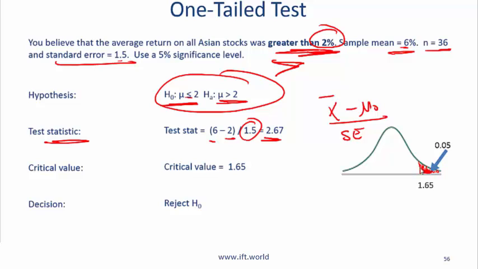Can you reject the null hypothesis? Yes, you can, because the test stat of 2.67 is greater than the critical value. Had the test stat been in this range, then you would not have rejected the null. But here you can reject the null hypothesis.